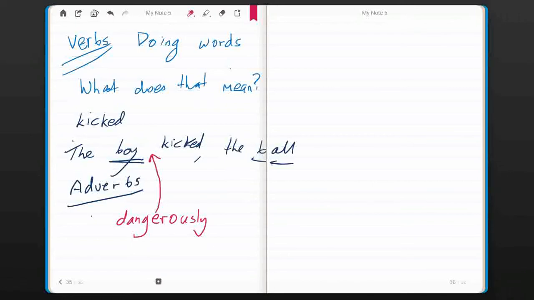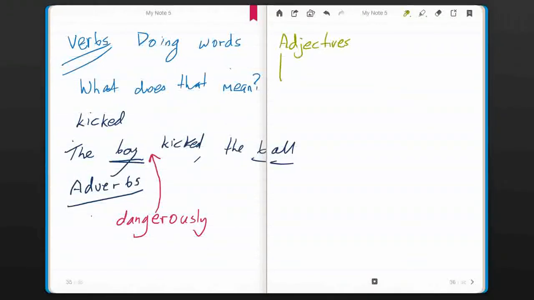So what sounds more interesting? The boy kicked the ball or the boy dangerously kicked the ball? Yeah. So we use adverbs to make it more interesting. Alright, they are similar to adjectives. The only difference is adjectives don't describe verbs, they describe nouns. Okay, and nouns, if you remember, are objects.